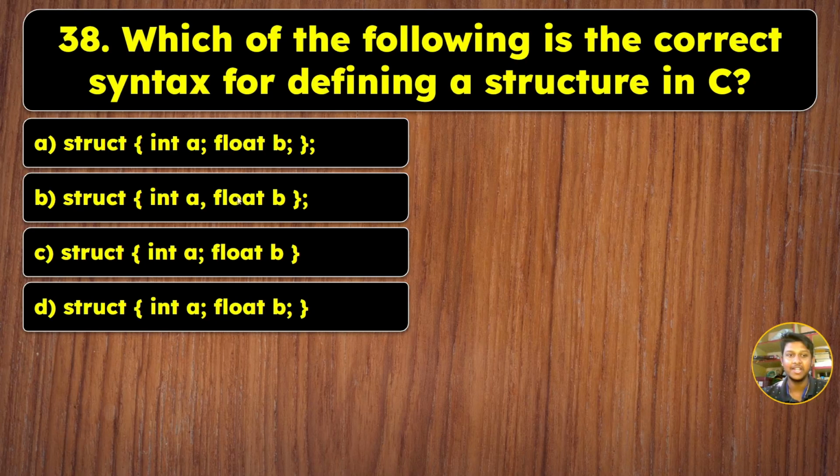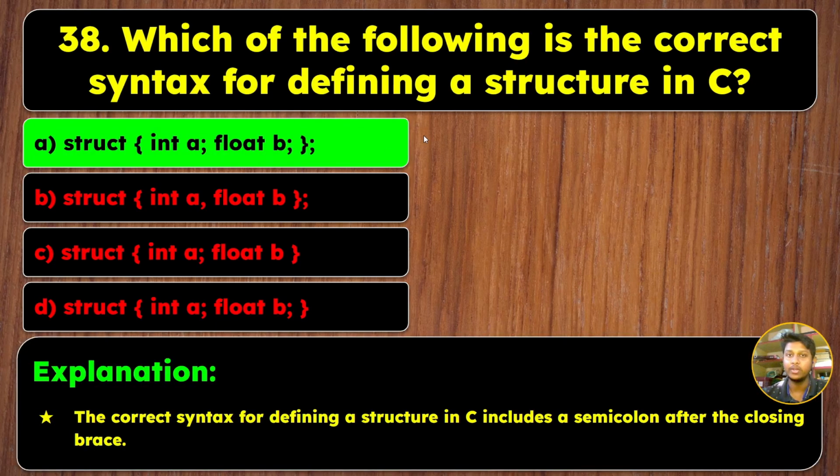Here the correct answer is option A. As you can see, the correct syntax for defining a structure in C includes a semicolon after closing the brace. Options A and B are using a semicolon after the end braces. But as you know, whenever you declare a variable, we use a semicolon just after that. Here the semicolon is not being used. That's why option A is the correct answer.